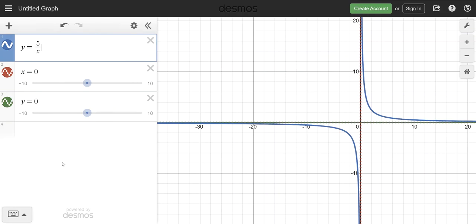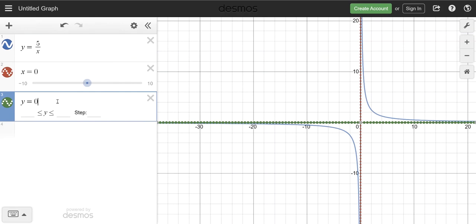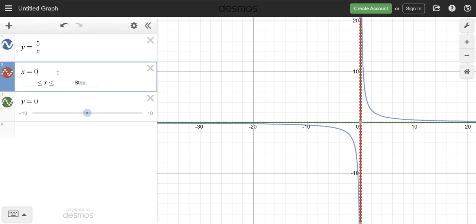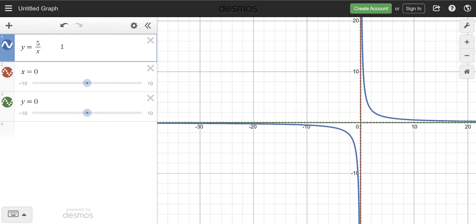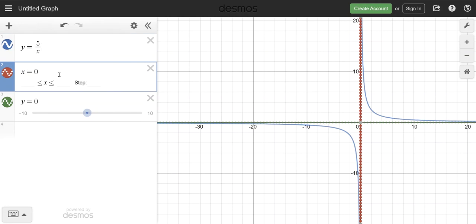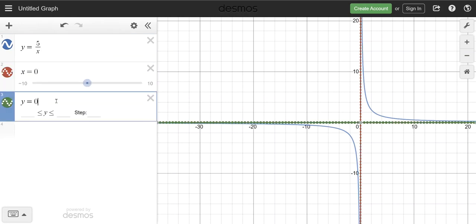So notice here that we have a second asymptote, the horizontal asymptote, y equals 0. This guy right here. See it? Here's our vertical asymptote, x equals 0. That's the value of x that creates 0 in the denominator, okay? And then here, of course, is our graph of our inverse relationship, 5 over x, okay? So some terminology: vertical asymptote, horizontal asymptote.